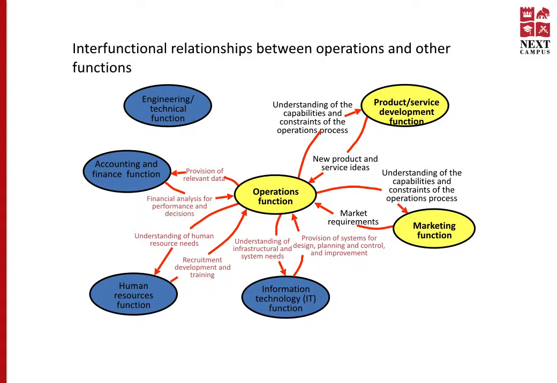When the accounting and finance function tells the organization of the financial analysis requirements for performance and decision making, the operations function helps the accounting and finance function and the organization provide the relevant data. When the engineering technical function analyzes new technology options for the organization's internal processes, the operations function provides the understanding of process technology needs to the organization.